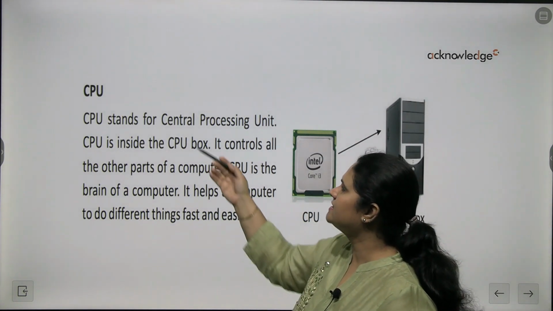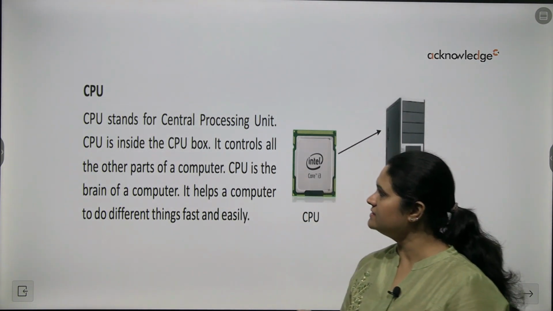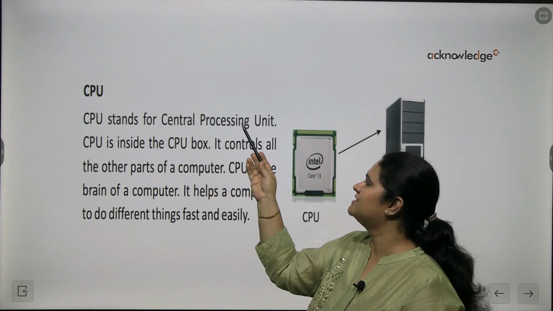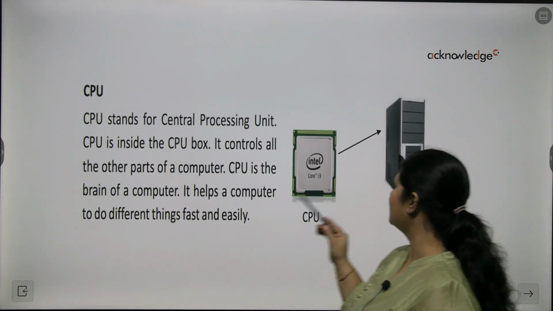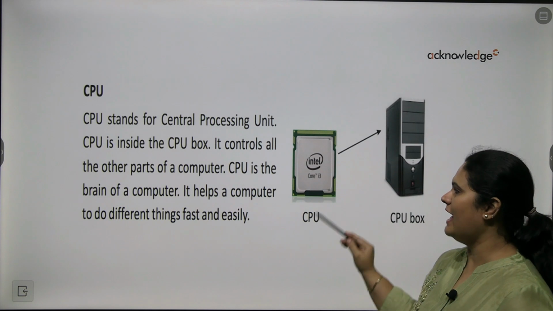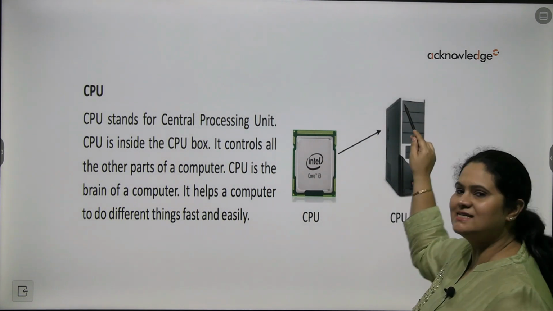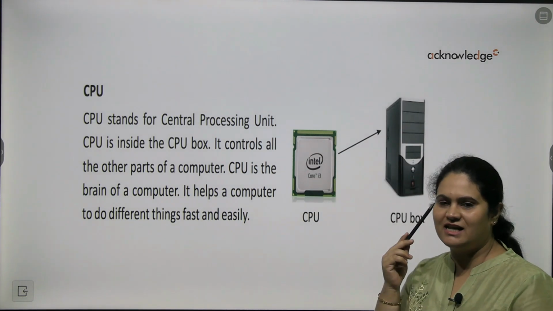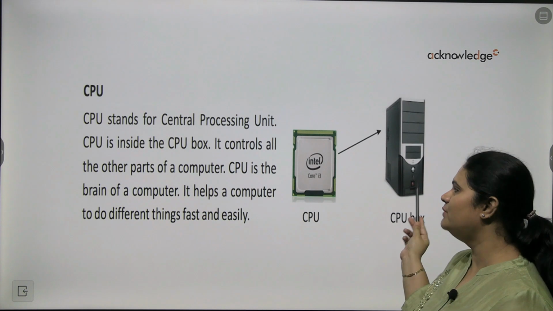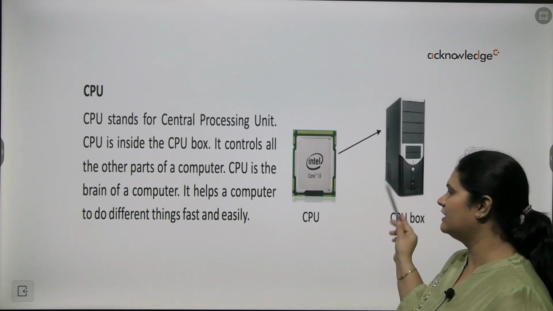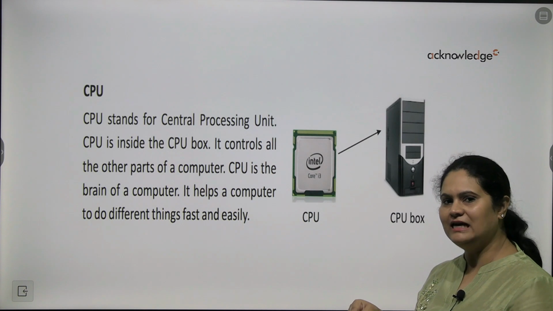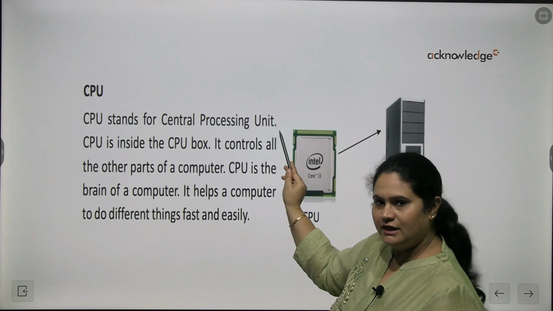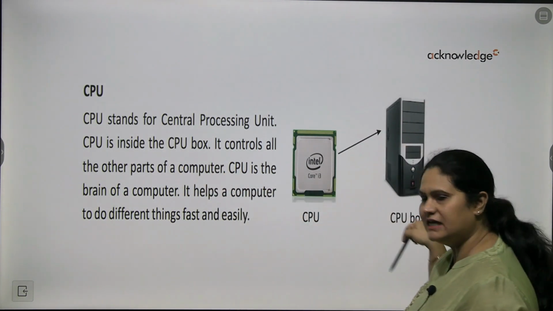Now, this is a CPU. So, what does the CPU stand for? The CPU stands for Central Processing Unit. Okay, this is a CPU and it is inside this CPU box and it is called the brain of the computer. Just like you have brains, right? A computer also has a brain that controls the workings of the computer. So, it is a central processing unit. It is inside the CPU box.